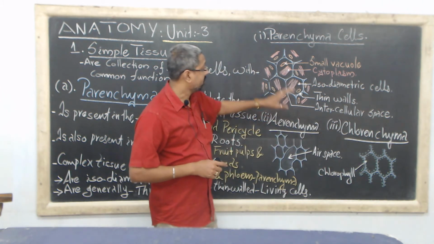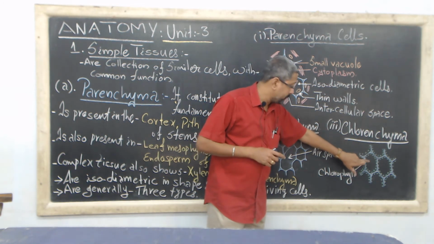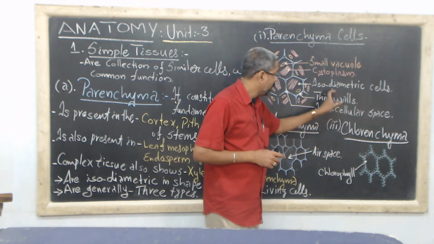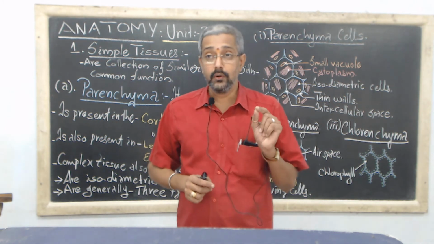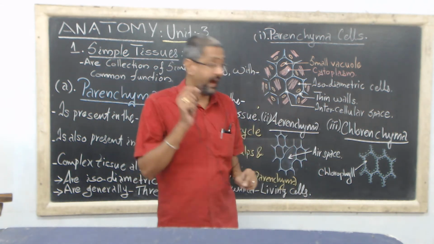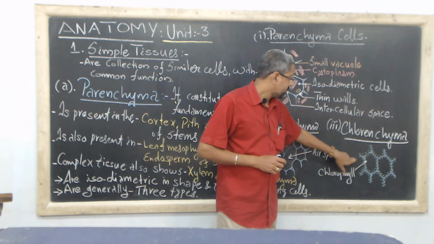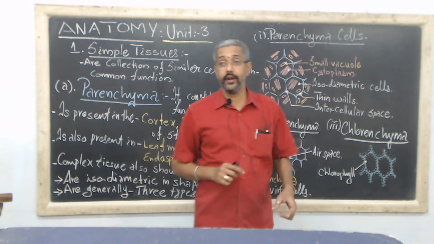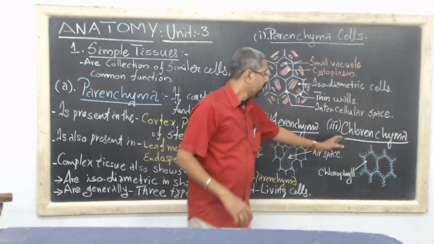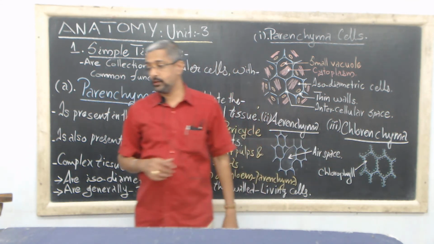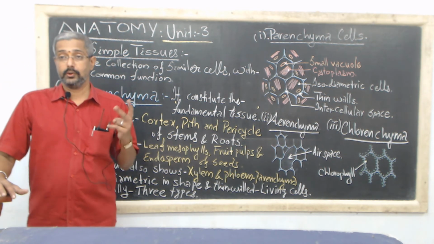This is also the same as parenchyma. It has thin-walled cells with intercellular spaces, and it also shows isodiametric shape. In addition, those groups of cells which have green pigment, such cells occupying green pigment in the cell, are called what? The chlorenchyma.